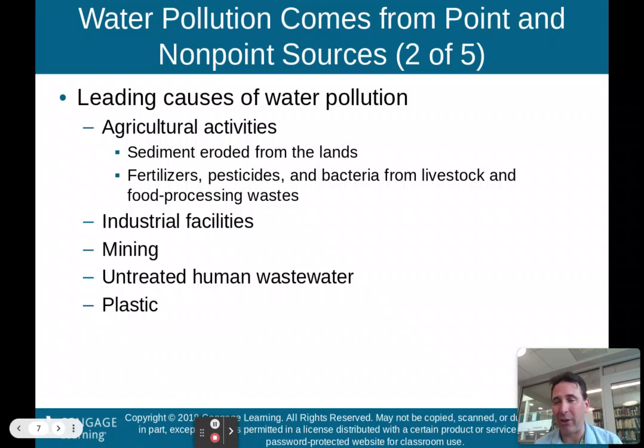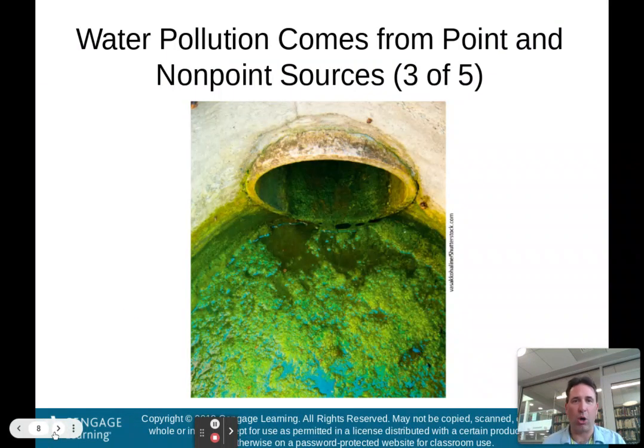You've probably heard about those big plastic gyres that are out in the Pacific Ocean where all that garbage is being basically concentrated into a couple of different areas in the Pacific. So plastic is becoming a leading cause of water pollution as well.